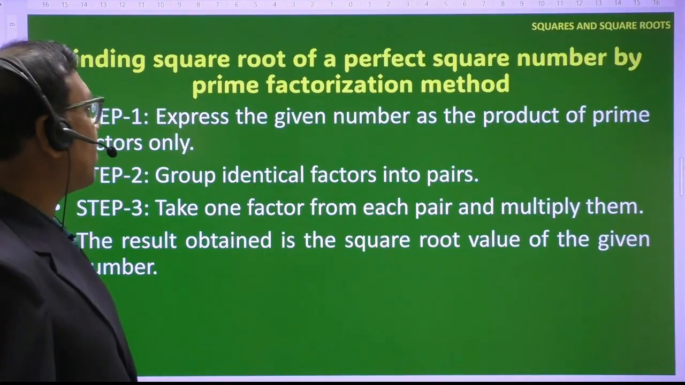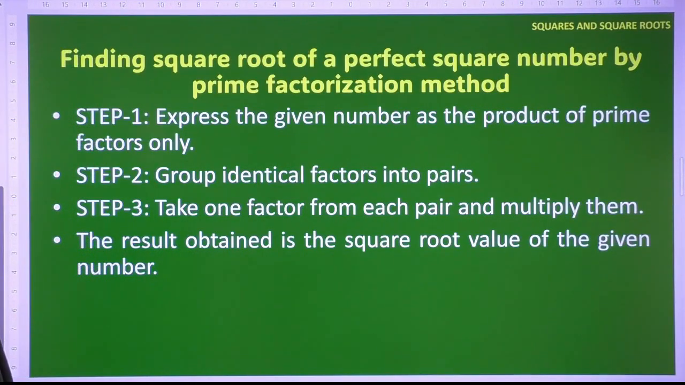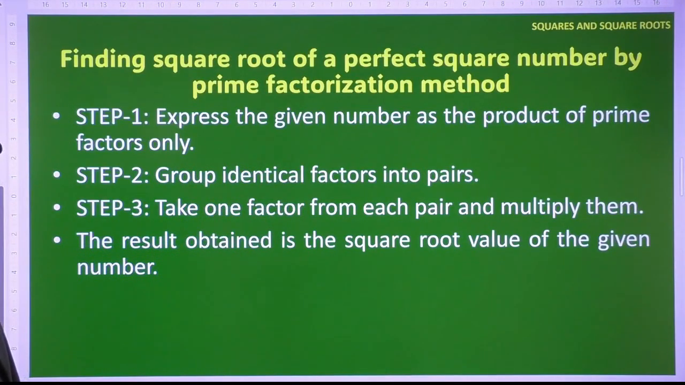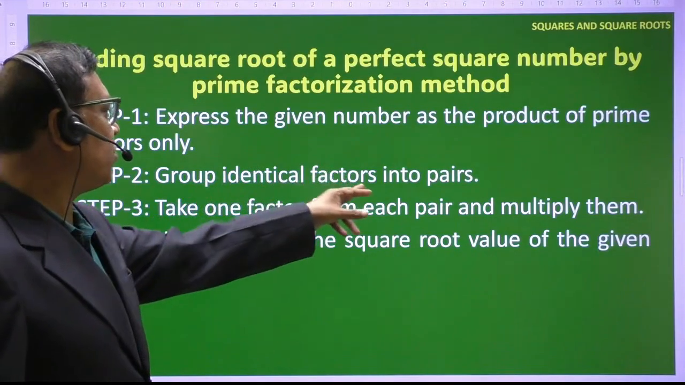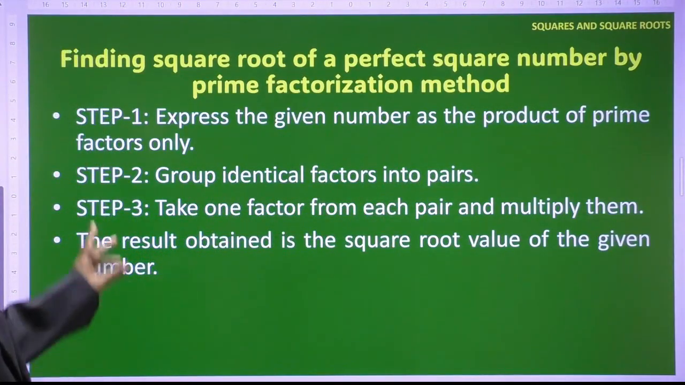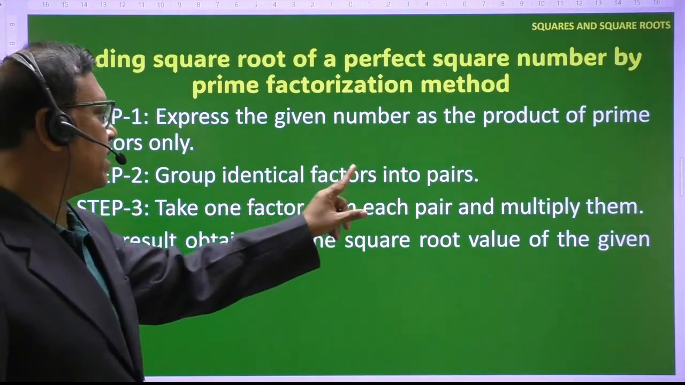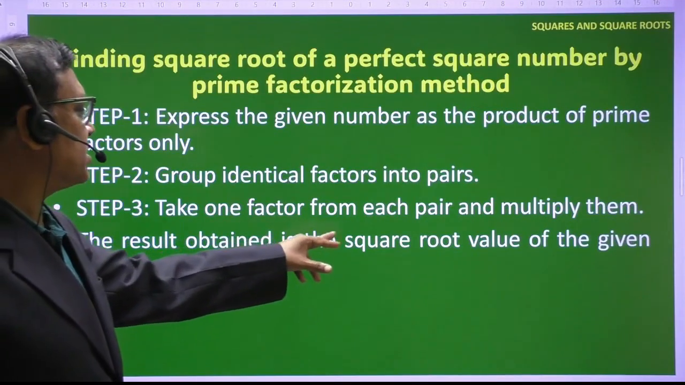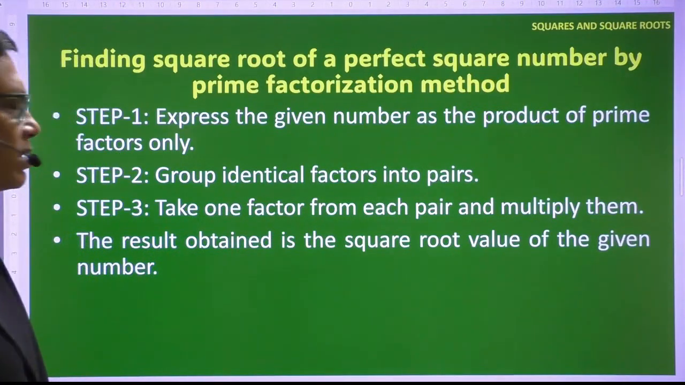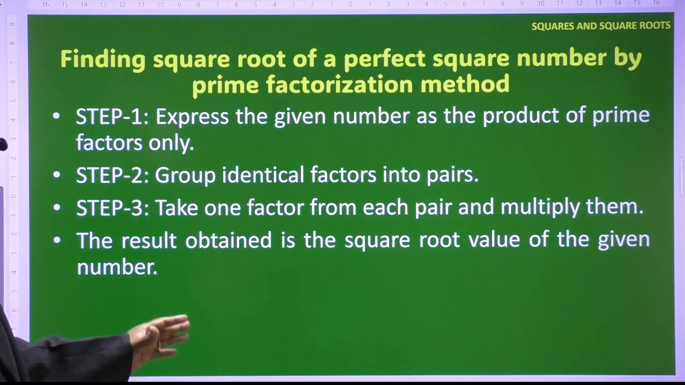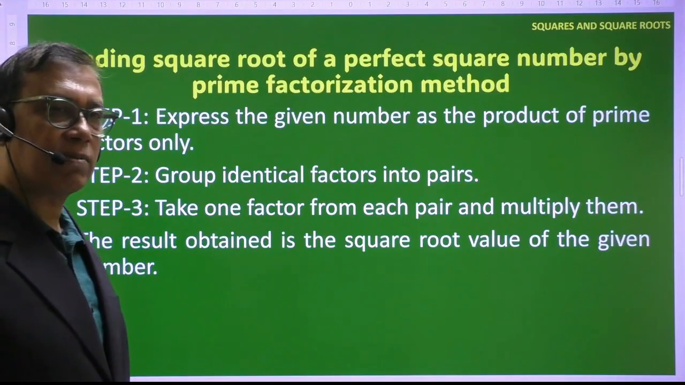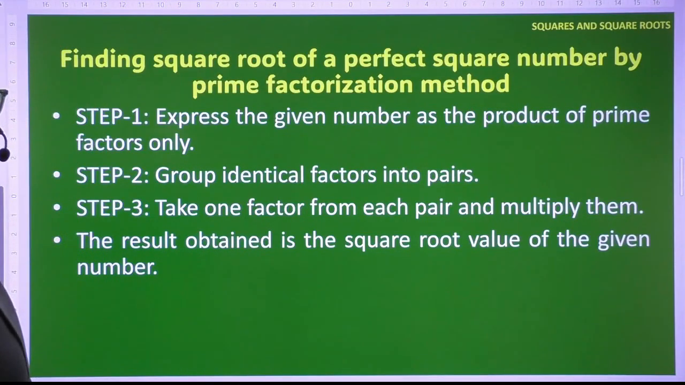Finding the square root of a perfect square number by the prime factorization method. Step 1, express the given number as the product of prime factors only. Step 2, group identical factors into pairs. Step 3, take one factor from each pair and multiply them. The result obtained is the square root value of the given number. So these are the steps to find the square root of a perfect square number by the prime factorization method.